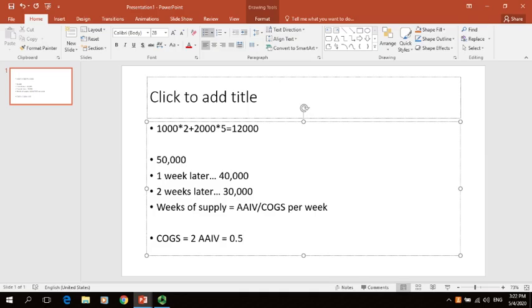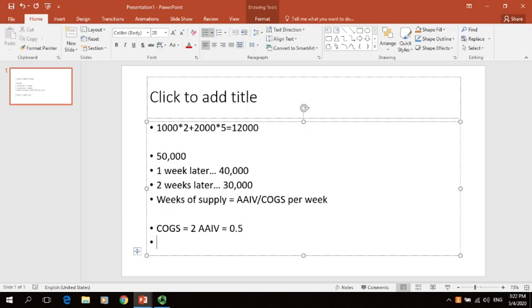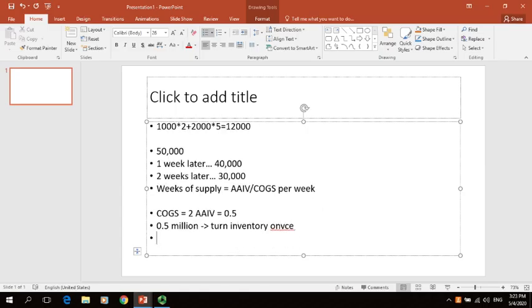And what's your inventory turnover? In other words, how many times do you turn inventory over a year? So for example, let's say you sold 500,000. You sold 0.5 million, then you turn your inventory once. And what happens if you sell another 0.5 million?